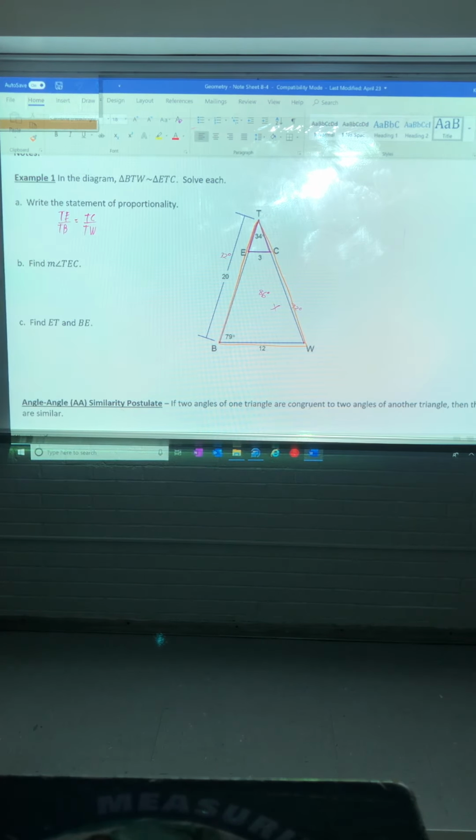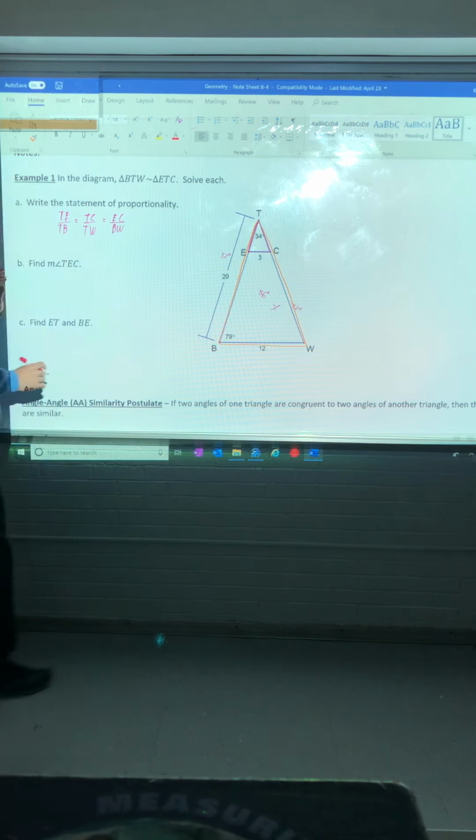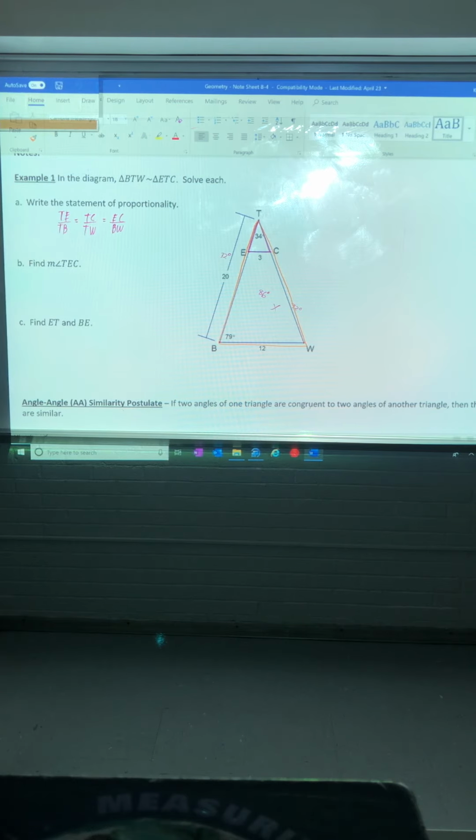And then the last one we have is EC. EC is going to be in proportion to BW. So this is our proportionality statement. In this particular one, we're going from the small triangle on top to the big triangle on the bottom, all the different parts. And they want you to find the measure of angle TEC.